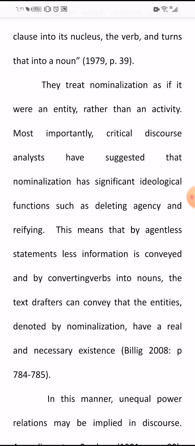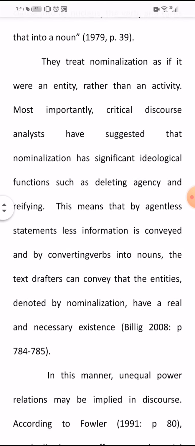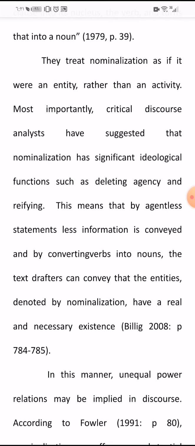Critical discourse analysts have suggested that nominalization has significant ideological functions, such as deleting agency and reifying. This means that by agentless statements, less information is conveyed, and by converting verbs into nouns, the drafters can convey that the entities have a real and necessary existence.